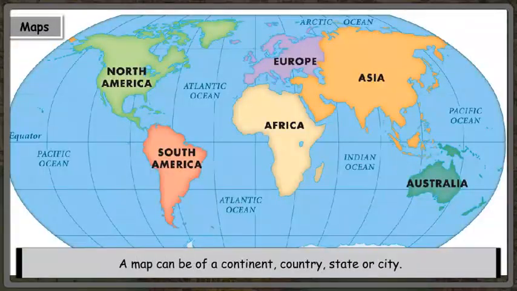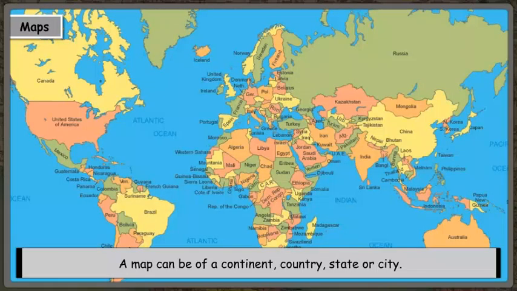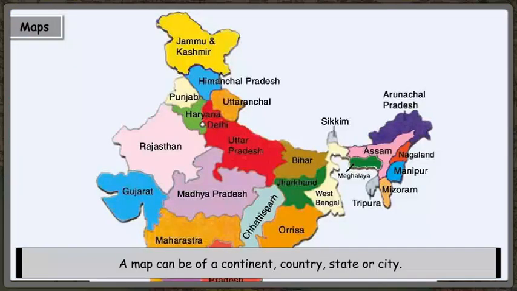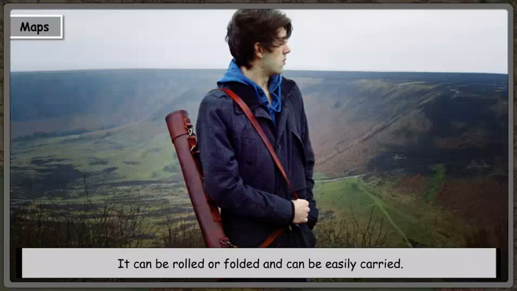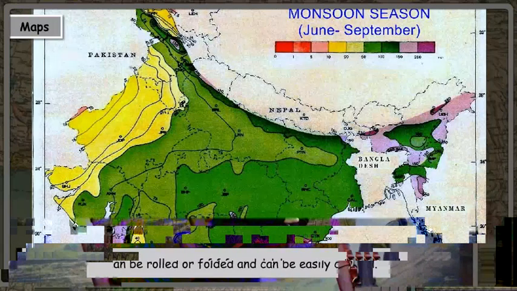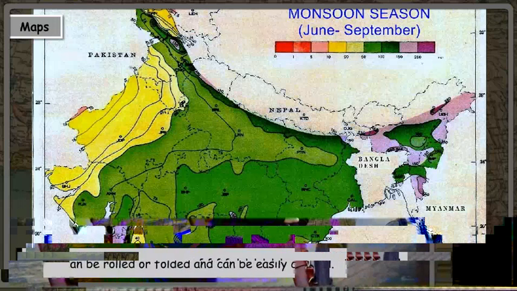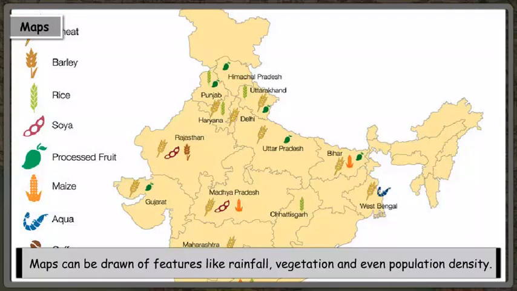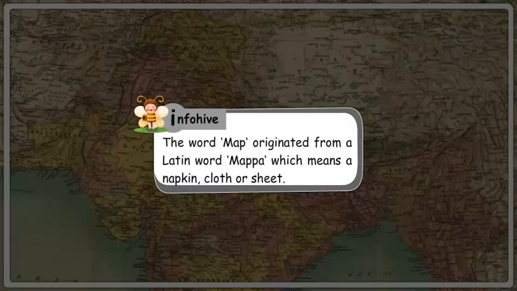A map can be of a continent, country, state, or city. Unlike a globe, it gives minute details of a place. It can be rolled or folded and can be easily carried. Maps can be drawn of features like rainfall, vegetation, and even population density. And for height. The word map originated from a Latin word mappa, which means a napkin, cloth, or sheet.